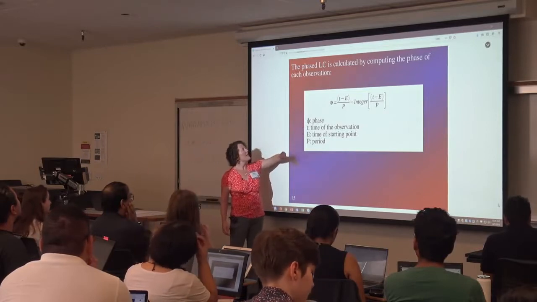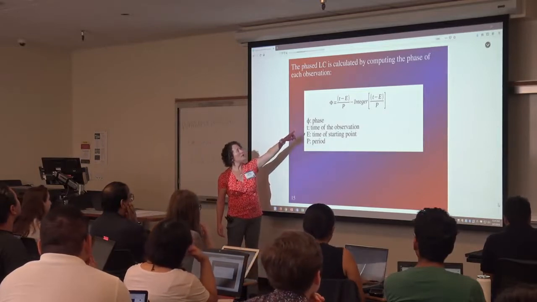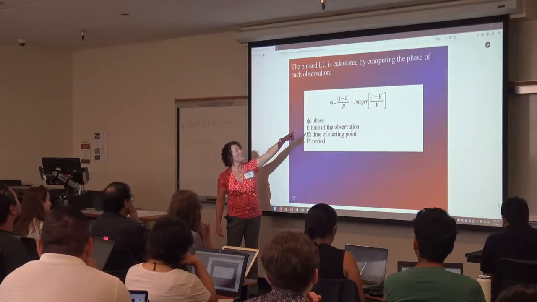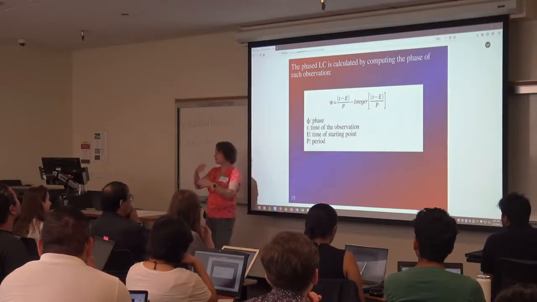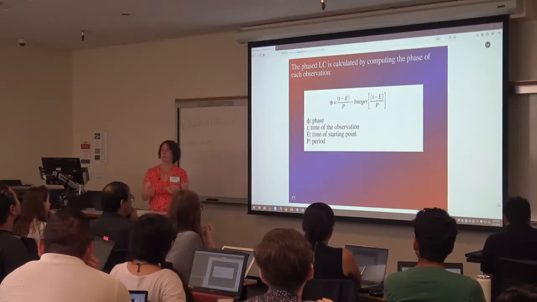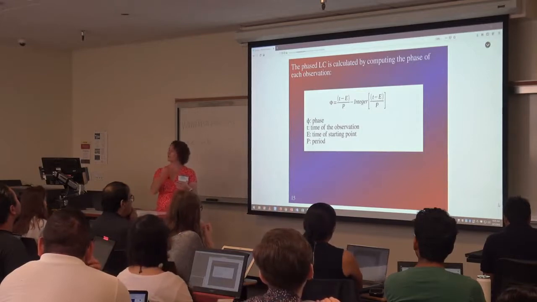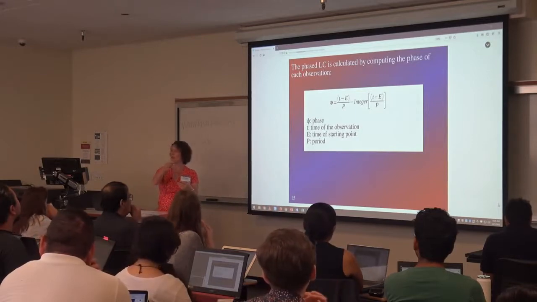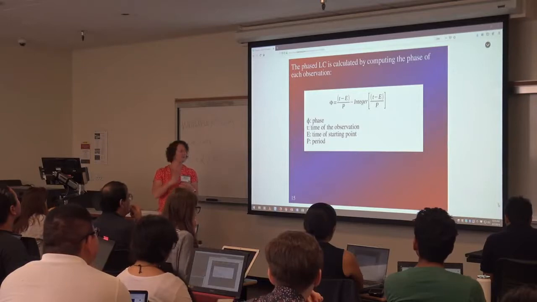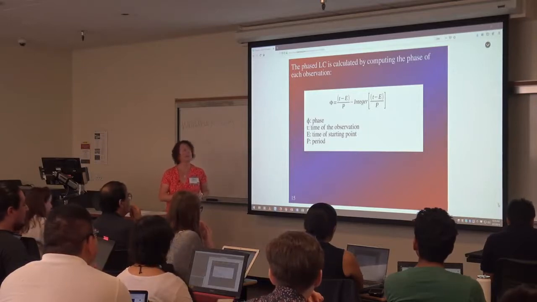So the phase, and then we have to start it out at a certain time period, and then we subtract off integer values of the period, because what we're trying to do is get the fractional part of the period. So how far through the period is it? And so this is how we work out the phase.